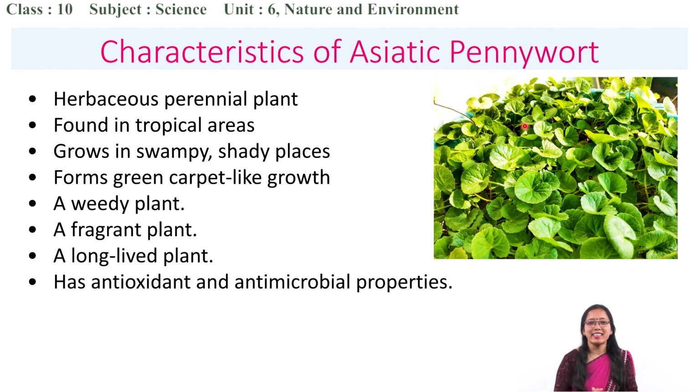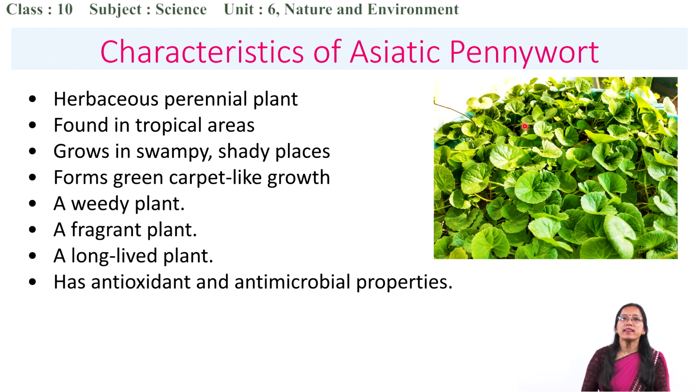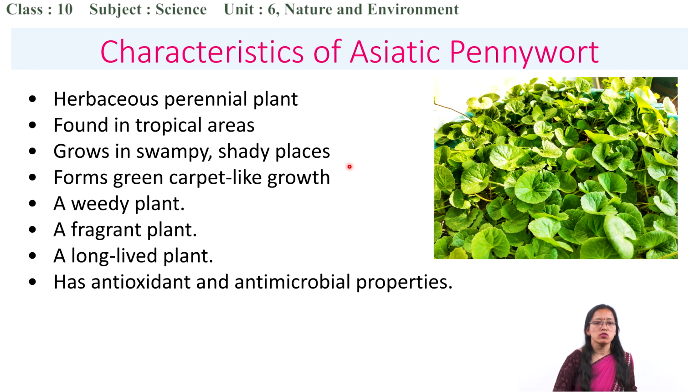Characteristics of Asiatic pennywort. What are the characteristics? See, it is a herbaceous perennial plant. That means it survives for a long time, not only one season, it survives for many years. It is found in the tropical areas, and it grows especially in swampy and sandy places. It forms a carpet or blanket over the land. That means it grows very thick. See, just here we can see it is just like a carpet. We can't see the land just below it.